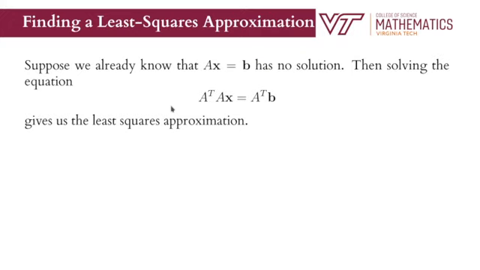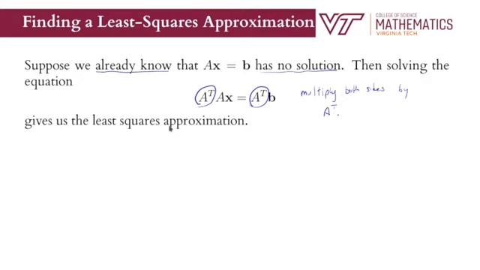So here's how we find it. We have the equation Ax equals b. We already know that it has no solution. What we're going to do is multiply both sides by the transpose of A. So A transpose on the left side and A transpose on the right side. And solving that equation gives us the least squares approximation.